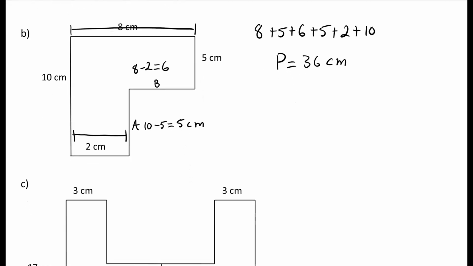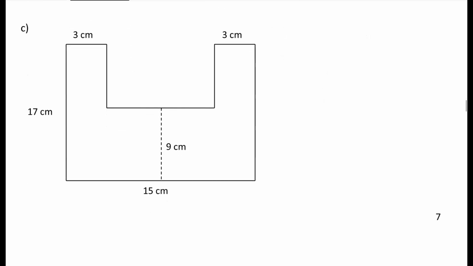So again, for this one, we've only had to find out 2 sides, and we were able to do that based off of the sides that we already knew. For C, we're going to have to do the same thing because we don't know this line here, and this line here. I'm going to call this one A, this one B, and this one C.